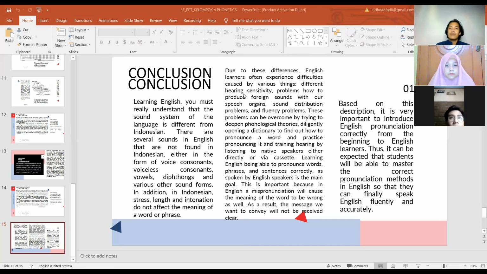Based on this description, it is very important to introduce English pronunciation correctly from the beginning to English learners. Thus, it can be expected that students will be able to master the correct pronunciation methods in English so that they can finally speak English fluently and accurately.